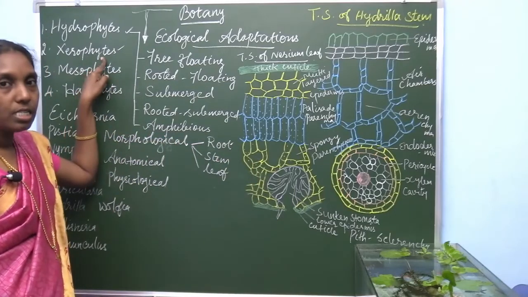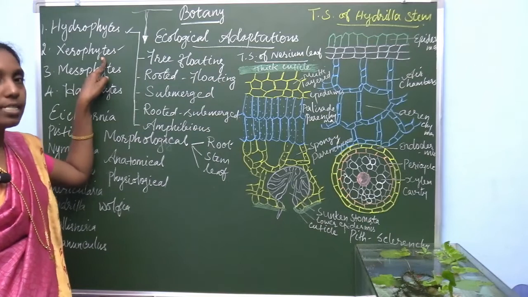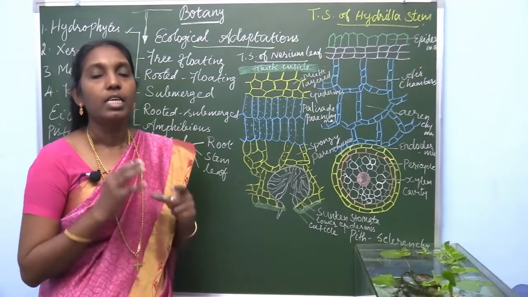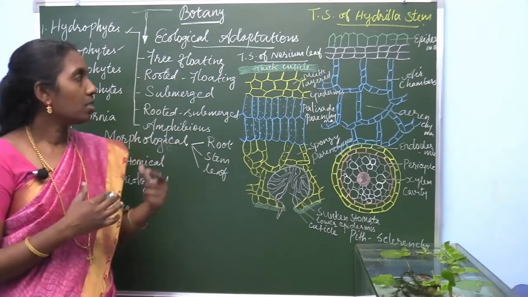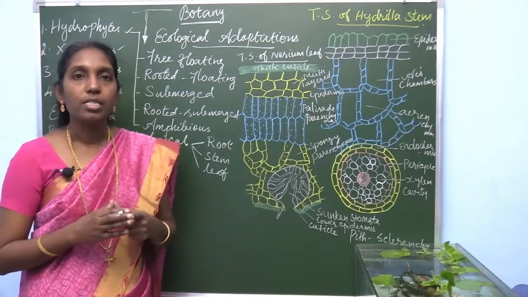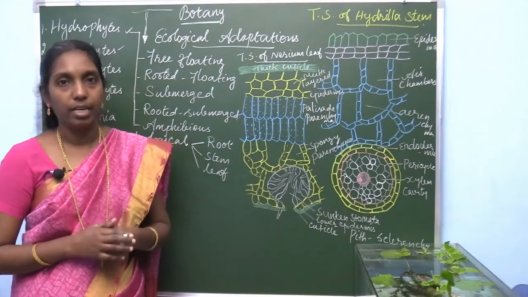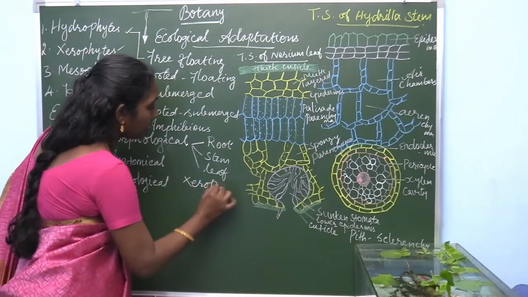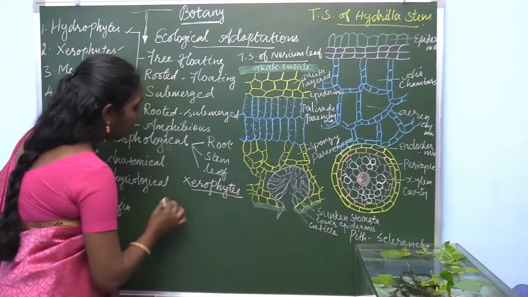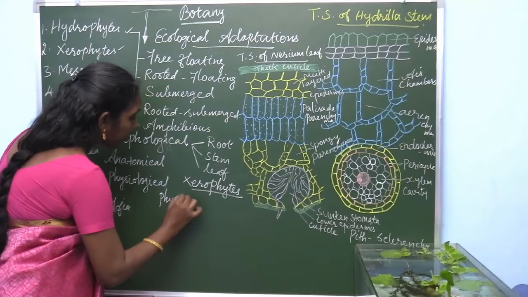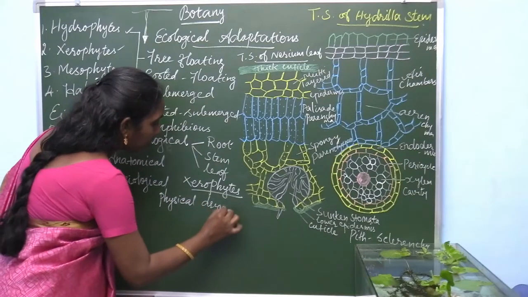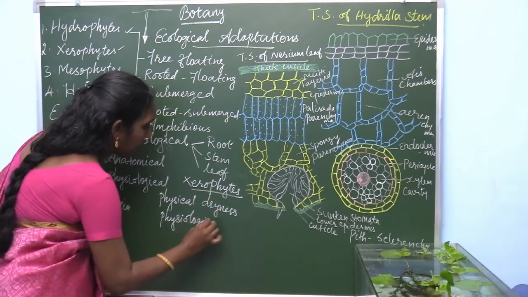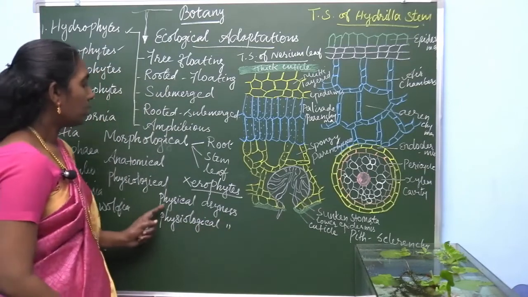Next classification is xerophytes. What are called xerophytes? The xerophytic plants are living in dry condition. Based on this dry condition, there are 2 different kinds of dryness: physical dryness and physiological dryness. What is physical dryness?